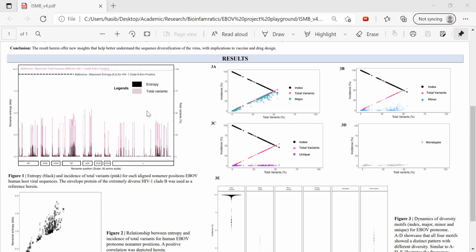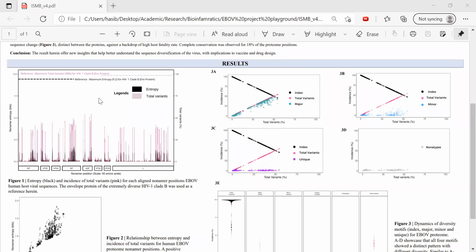For comparison, the envelope protein of the extremely diverse HIV-1 clade B, with entropy 9.2 and total variant incidence of 98%, shown above here as lines, is used as reference, as it is the highest monomer entropy value that we have observed from our various analyses of viruses. This signifies the high conservation of the ZEBOV proteome relative to the reference.